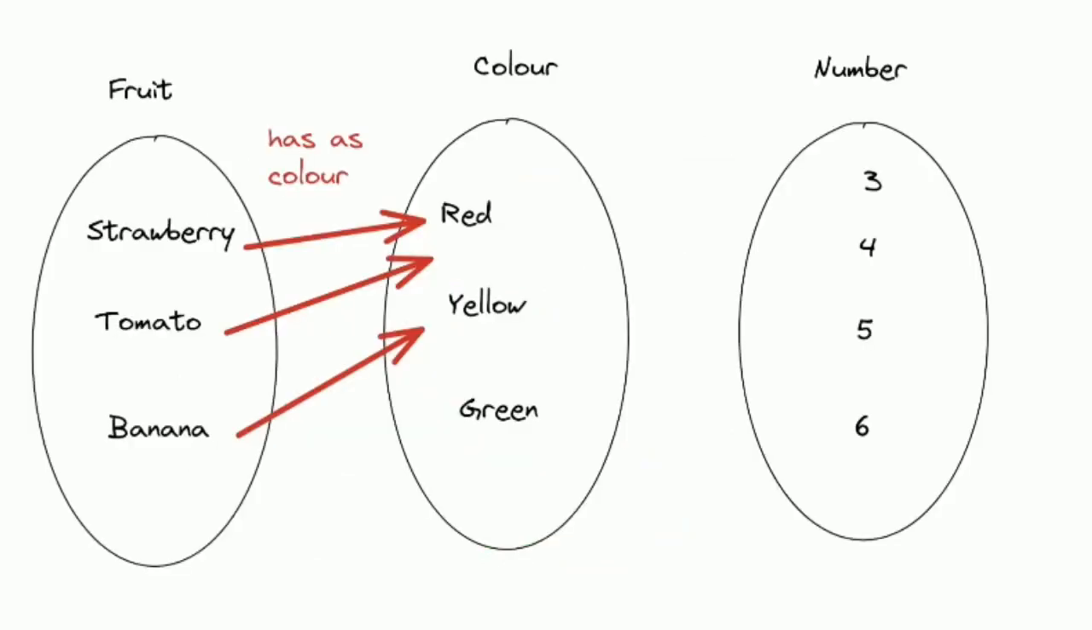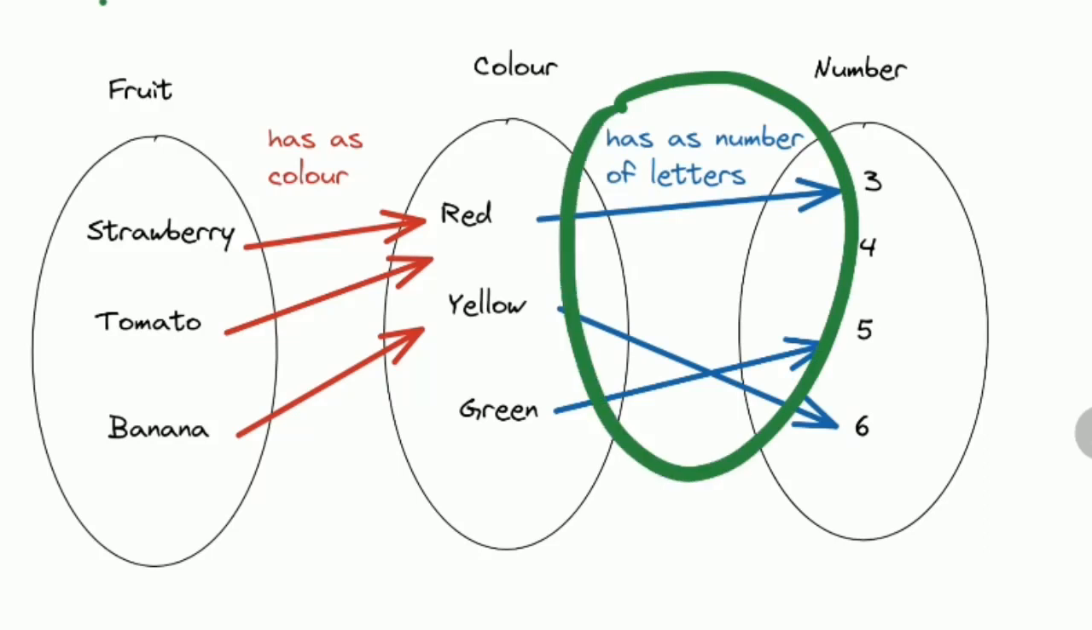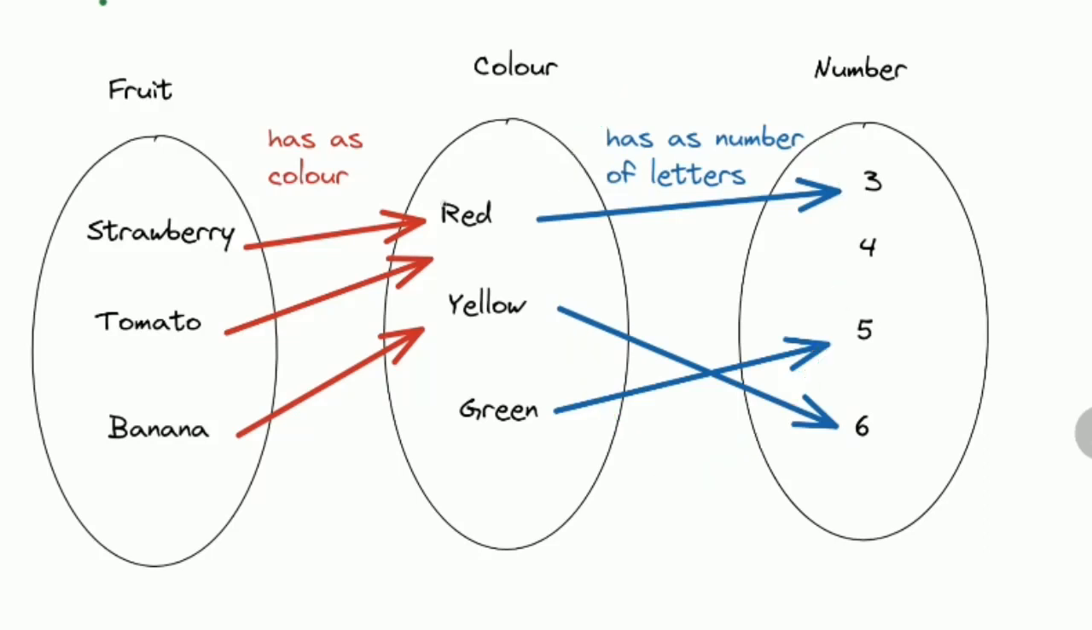Okay, so we know what functions are, but what are we going to do with them? Well, we're going to compose them together, okay? So let's now suppose we have another function, a function that goes from this set of colours here to this set of numbers. So here's another function, and you can see that it's sending each of these words here to the number of letters it has.